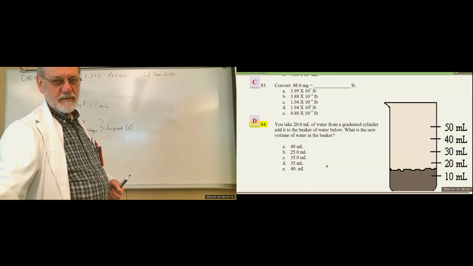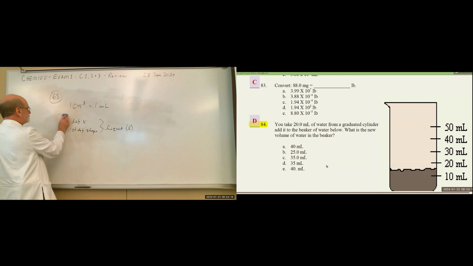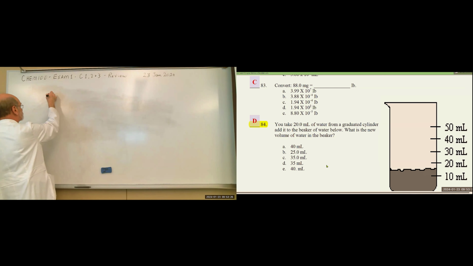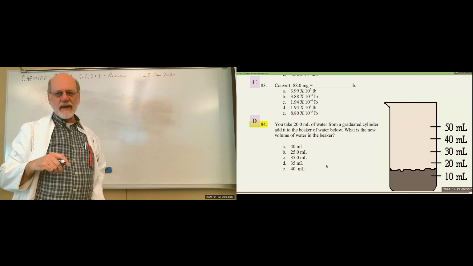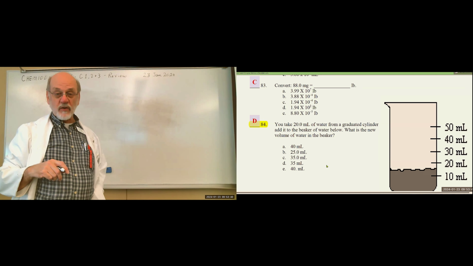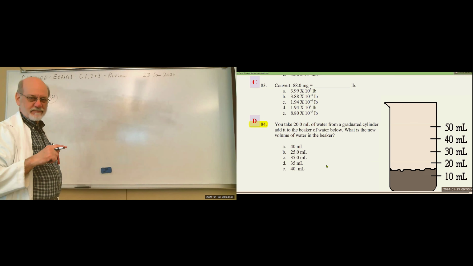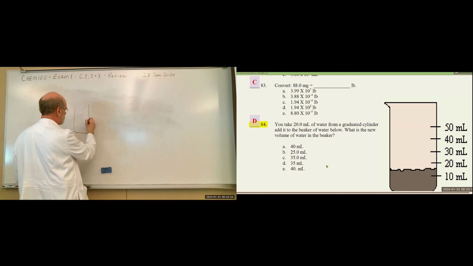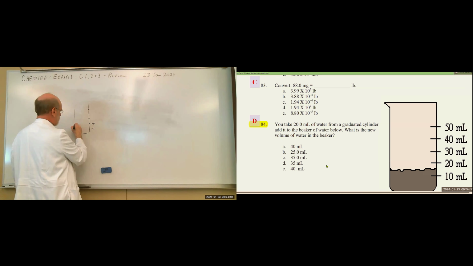Let's see. Skip. Here we go. Let's look at this one. 84 refers to that beaker on the right. And the beaker's got something in it. You take 20 milliliters of water from a graduated cylinder and add it to the beaker of water below. What's the new volume of water in the beaker? All right. So that beaker is marked off in 10 milliliter increments. 10, 20, 30, 40, 50. And we're at a level of right here.